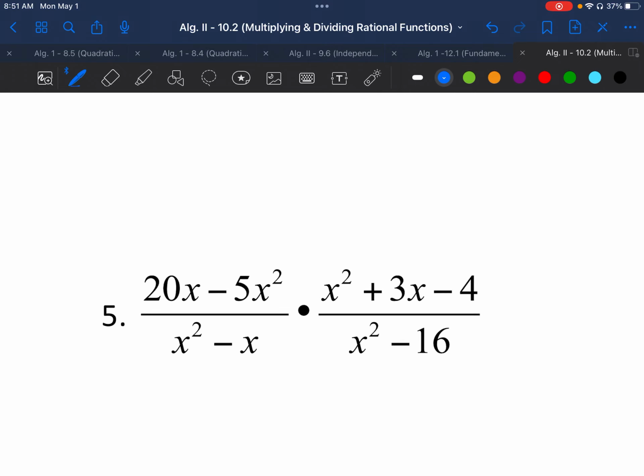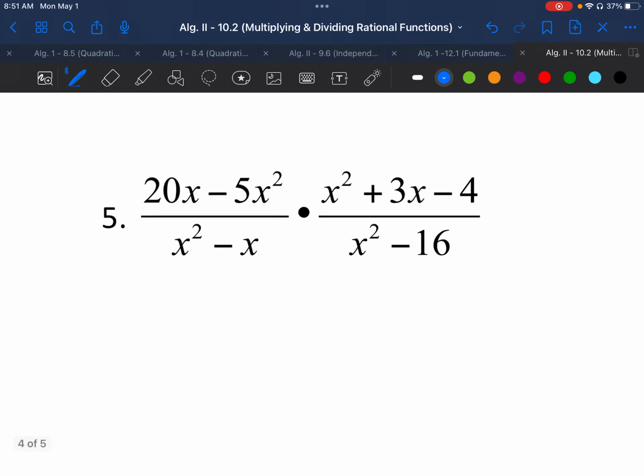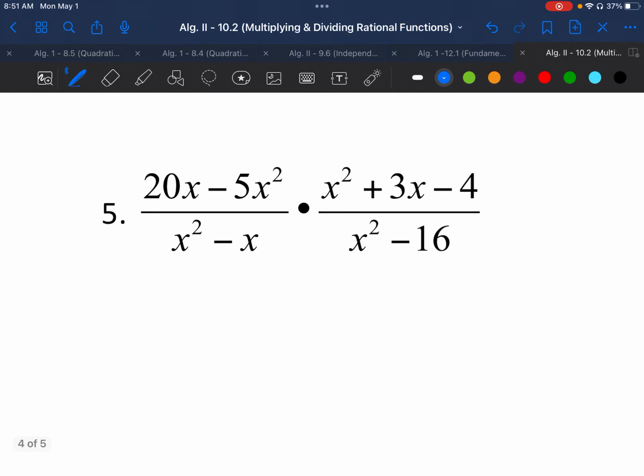All right, number 5. Okay, this one's going to require a lot more factoring. You have to factor each individual part, so then each numerator and each denominator. Go and try factoring these out. And try this one as much as you can, actually.